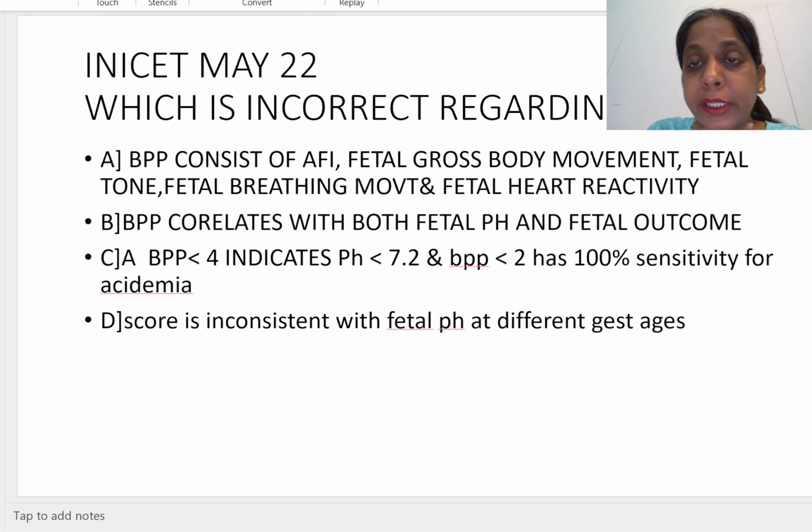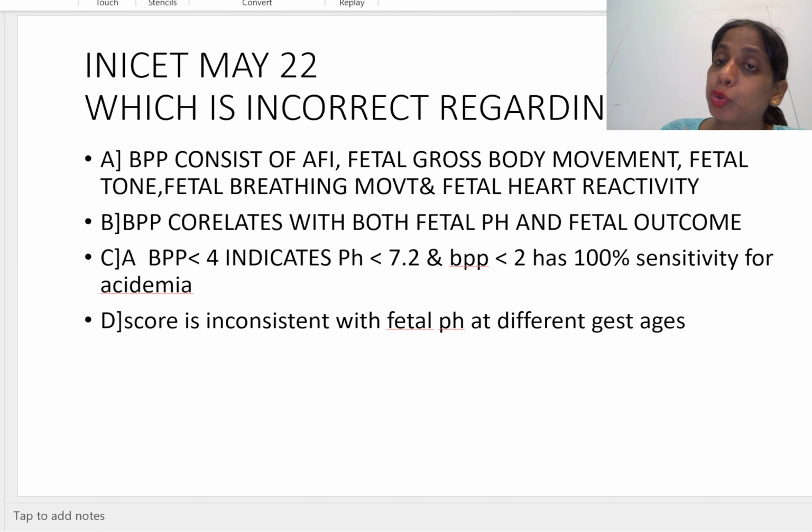In the first option, they have given all the 5 components. Yeah, it's true. Next is the fetal pH. Yes, fetal hypoxia and fetal outcome, biophysical profile correlates. And the third point is also right, that if the biophysical profile is less than 4, it means the fetus is having hypoxia, or acidosis, which is one and the same thing, pH less than 7.2.